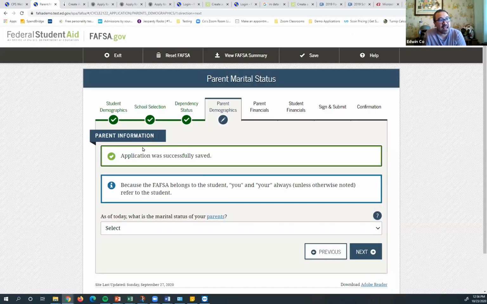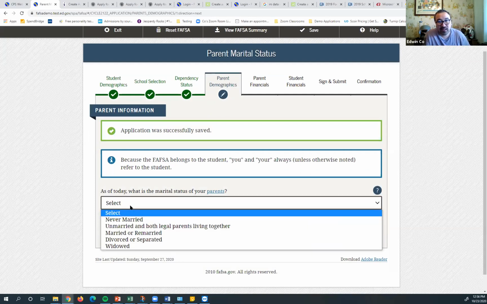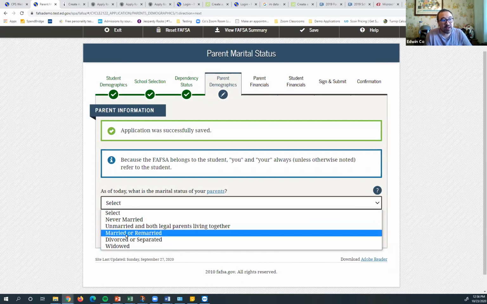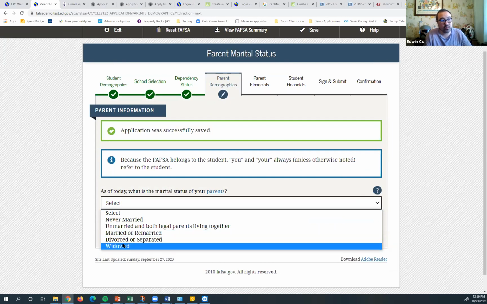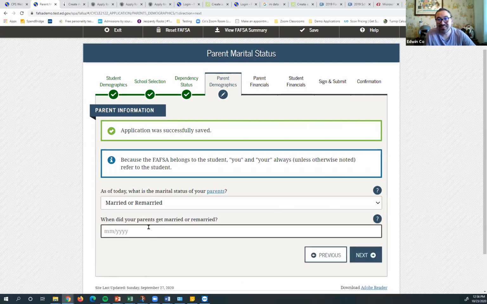So this next one, as you can see, the flag changed up here. It now says parent information. So now we're talking about your parents, not you anymore. As of today, what is your parents' marital status? They can be never married, unmarried but living together as if they were married, married or remarried, divorced or separated, or widowed. Any of these, married, divorced, separated or widowed, will ask for a date of when that happened. You can always ask your parents to see who remembers. You know, pit them against each other as a fun thing. Maybe not. But anyways, we're going to put down some date for now. You might need to go back and modify that. Oftentimes, it's just figuring out how far back your parents share resources.